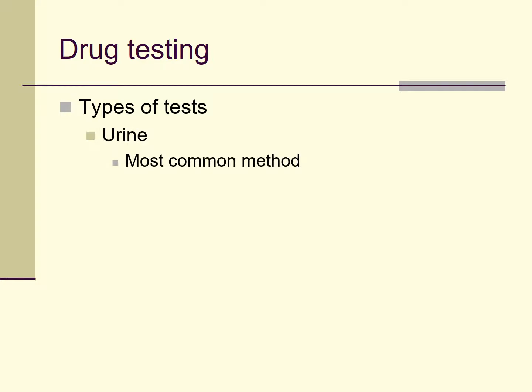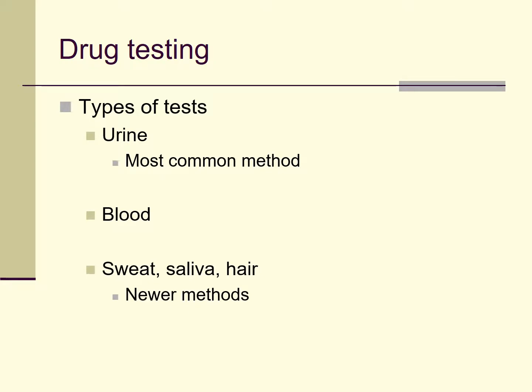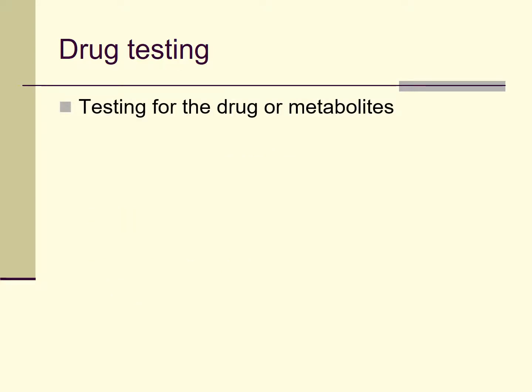The most common methods are usually urinalysis, that is, taking a sample of urine and measuring the presence of different metabolites of different drugs in the urine. We can also do more sensitive drug testing if we draw a sample of blood, where again we're looking for the presence of either a drug itself or the metabolites of that drug, the broken down pieces of the drug in your bloodstream. And there are some newer methods of drug testing that involve using things like sweat or saliva or even hair samples that can provide us with clues for the presence of either a drug or metabolites of that drug. So again, we're testing for the drug or for metabolites.